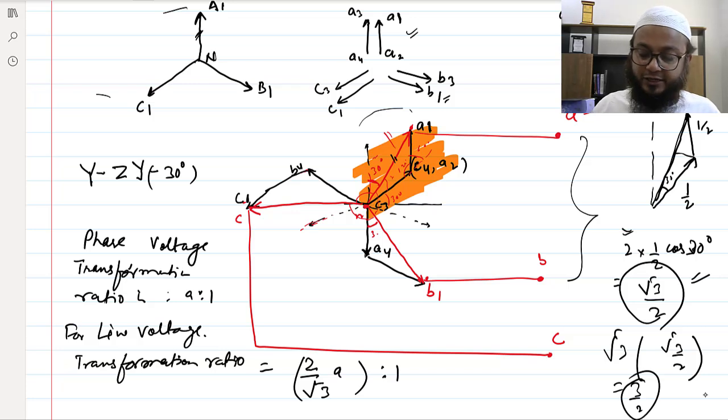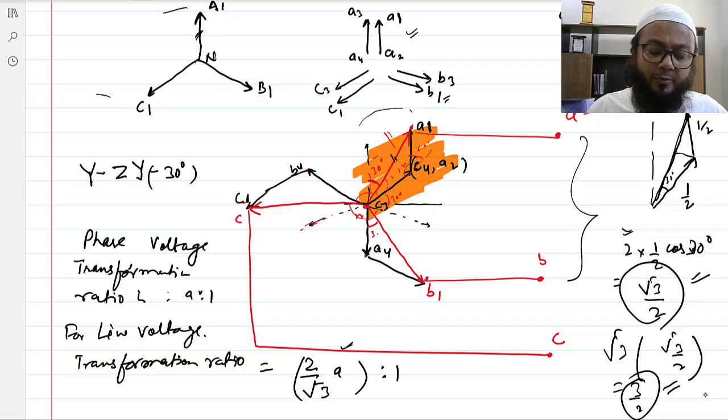And if you calculate the turns, if you find the transformation ratio there, you will get this ratio for the line voltage transformation ratio. This I have drawn for zigzag star connection for minus 30 degree combination.